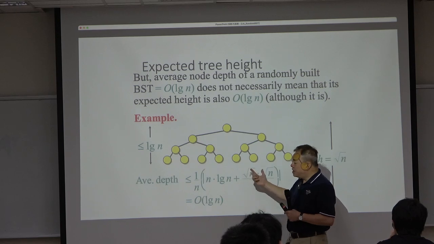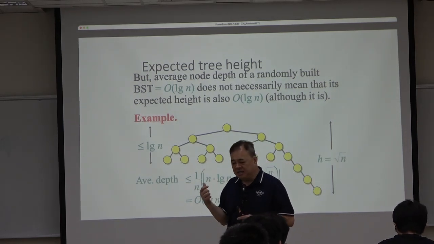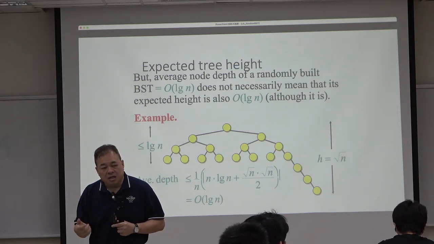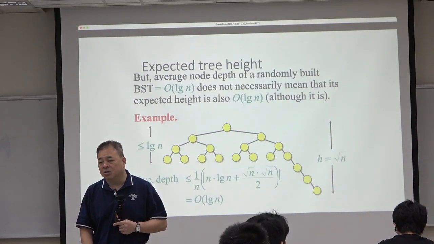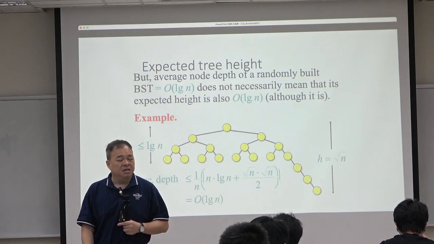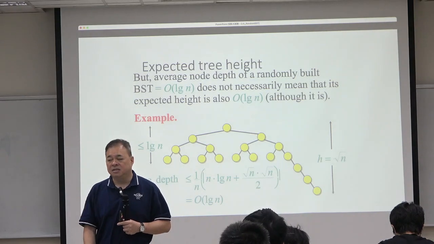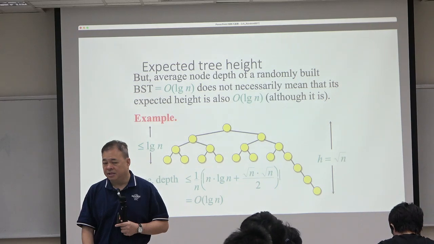Okay, so we could have a tree. Its height is obviously square root of n, right? Square root of n is obviously different from log n, right? I mean, the order is very different, right? But the average node depth is log n, right?